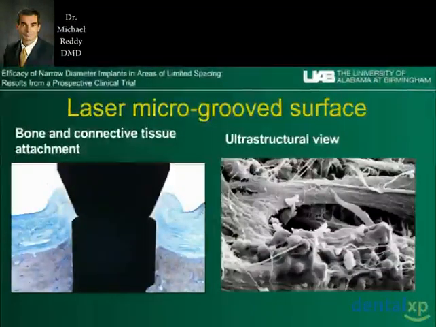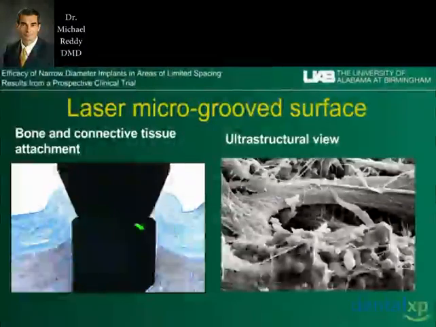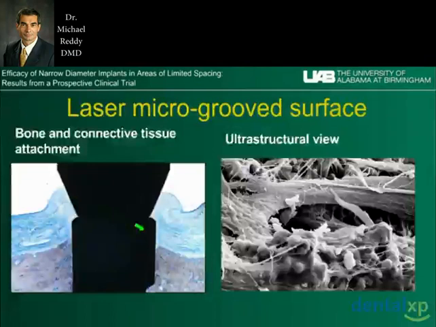So these laser microgrooves on the surface actually allow connective tissue to attach above the bone. By allowing that, it may mimic what we have on a natural tooth and limit the bone loss that is sometimes seen around the junction of an implant, because of this ultrastructural attachment of the connective tissue actually inserting onto the surface of the metal.